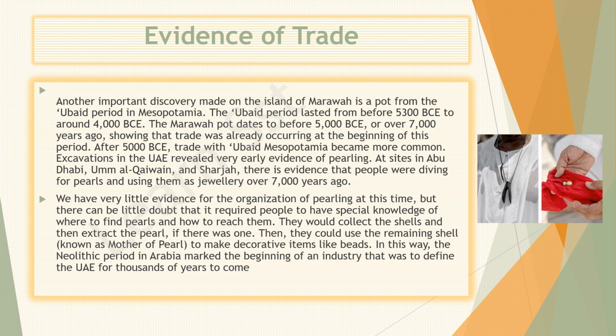So that means they were well versed in the knowledge of pearling, how to find pearls and how one can get to them. They would collect the shells and then extract the pearl if there was one. Then they could use the remaining shell, known as mother of pearl, to make decorative items like beads. In this way, the Neolithic period in Arabia marked the beginning of an industry that was to define the UAE for thousands of years to come.